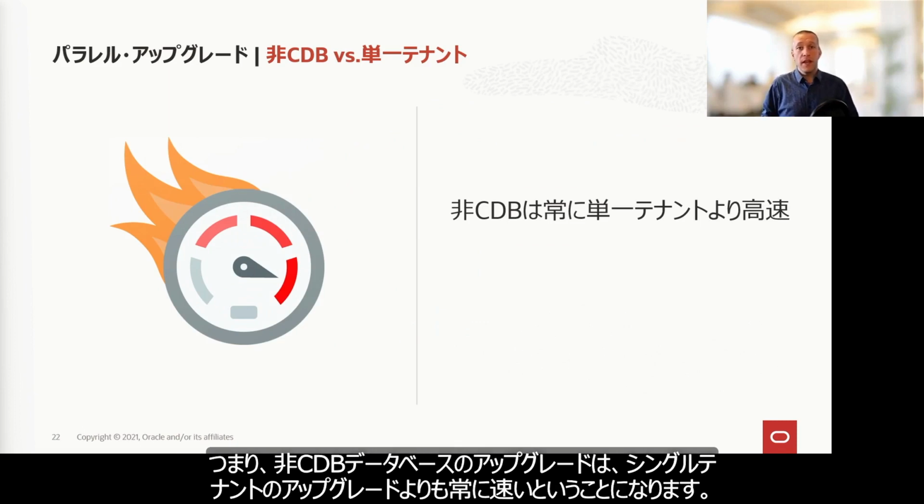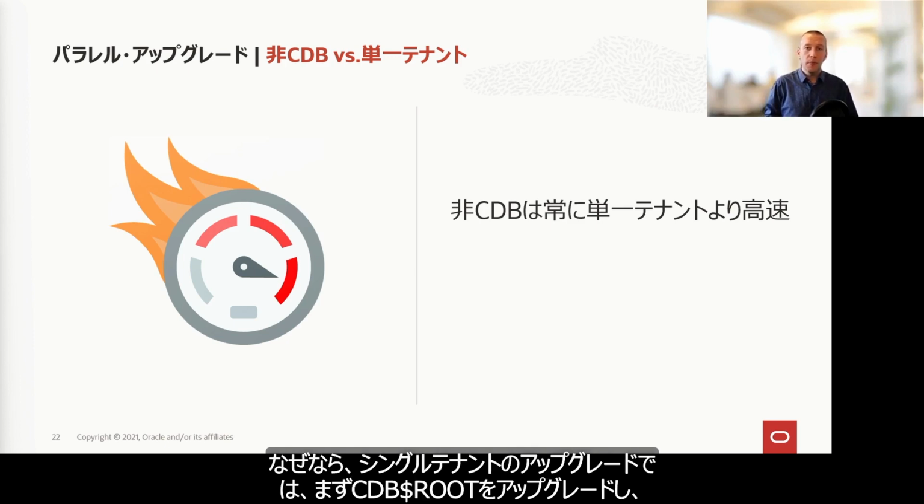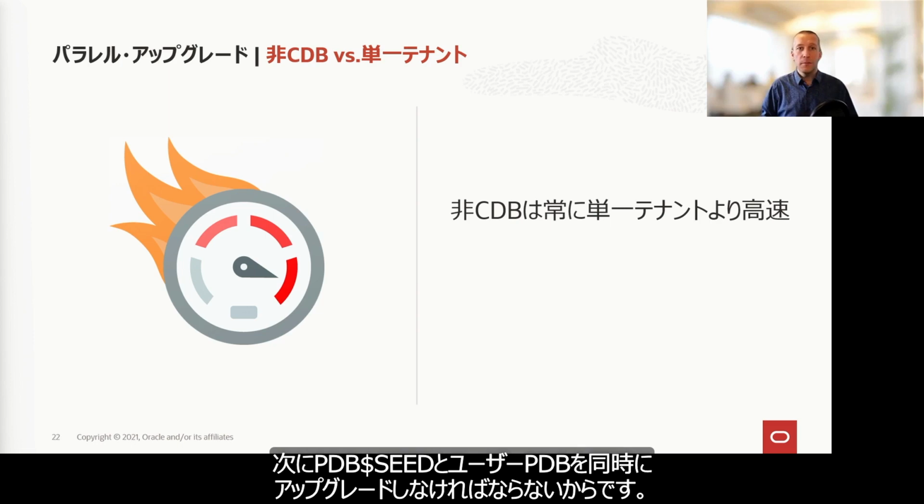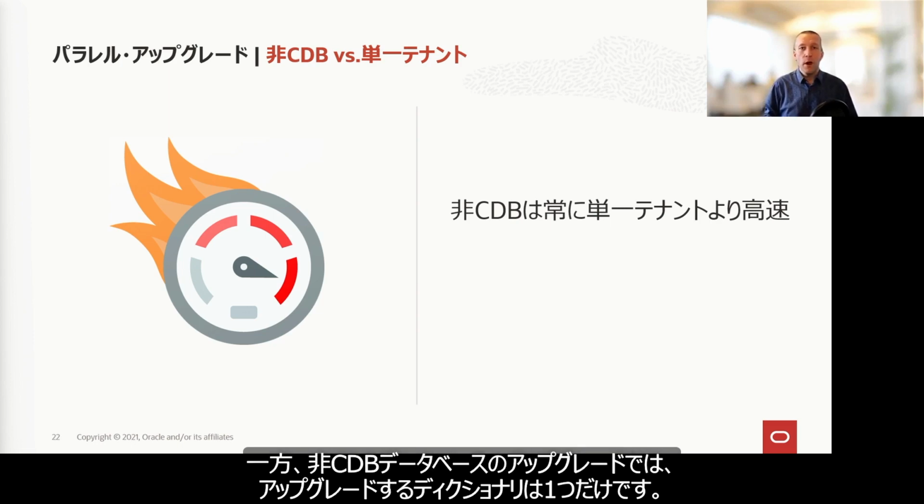So this means that a non-CDB database upgrade is always faster than a single tenant upgrade. Because in a single tenant upgrade, you first have to upgrade CDB $root and then PDB $seed and the user PDB at the same time. Whereas in a non-CDB database upgrade, you only have that single dictionary to upgrade.